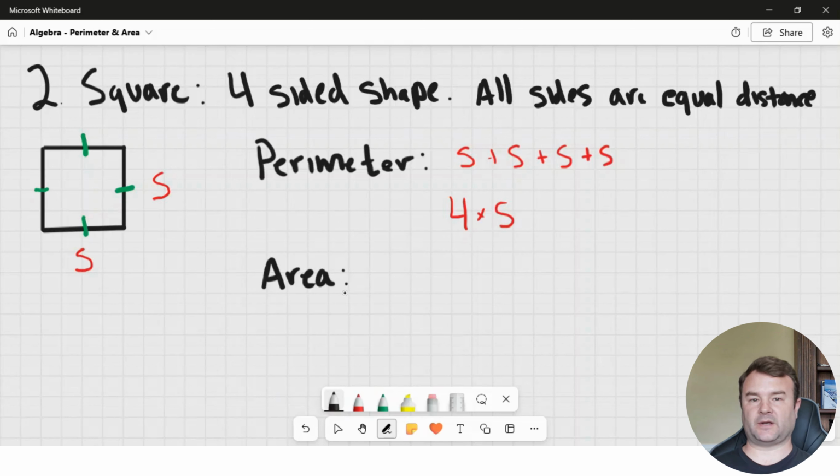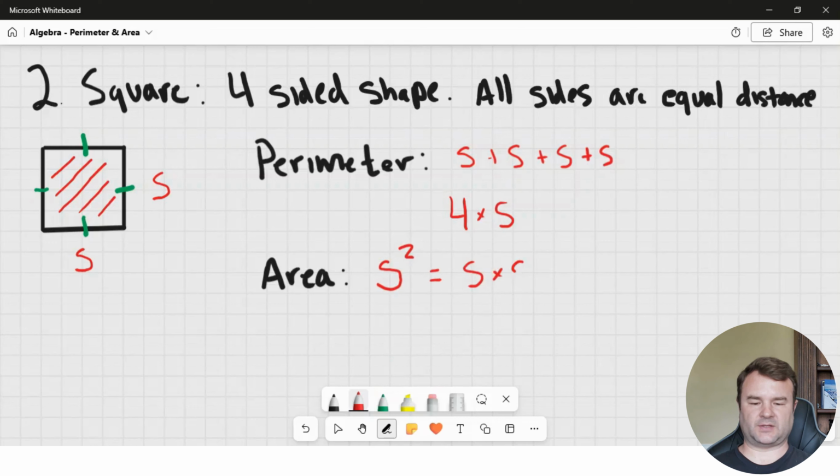So area is the square distance needed to cover this figure or shape. What I'm talking about here is the space contained within the square, or this space here. And area is simply the measure of one side squared, or S times S. So simple enough.